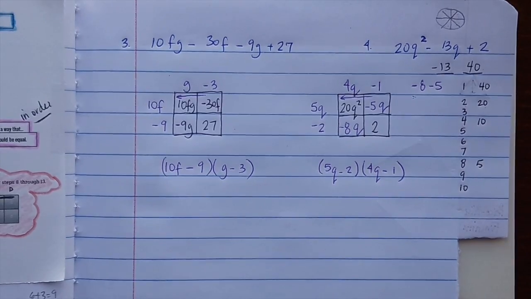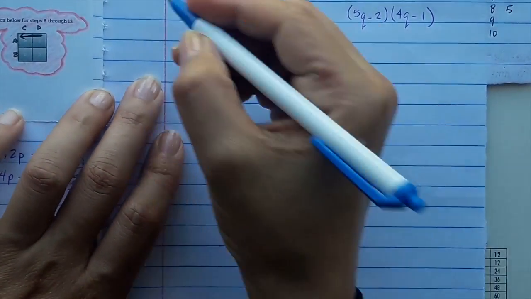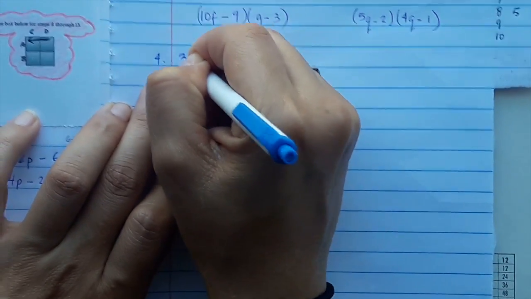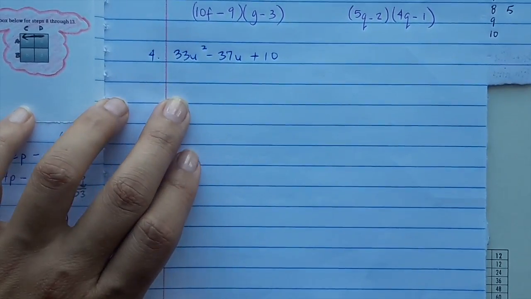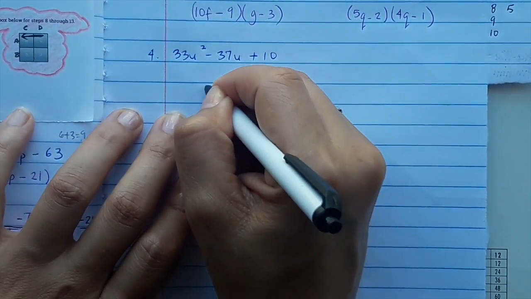That's pretty much it. I'm just going to do one more example that has really long numbers to find, because you're going to have to do this without a calculator. So let's say you had 33U squared minus 37U plus 10. So again, you would draw your 2 by 2 box. This is a listening check.